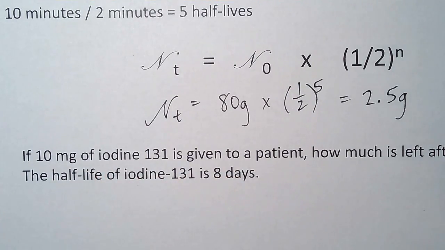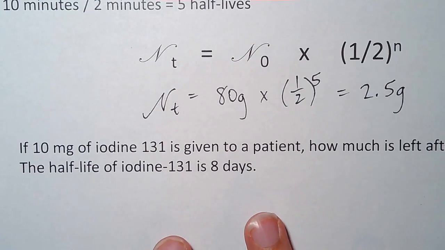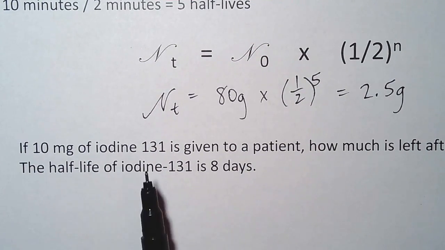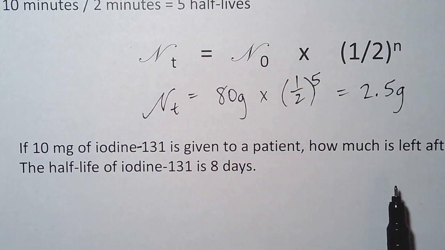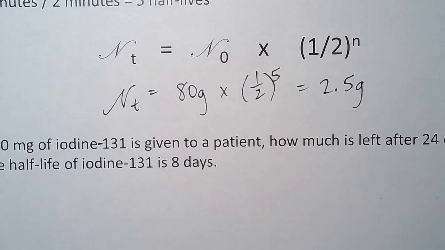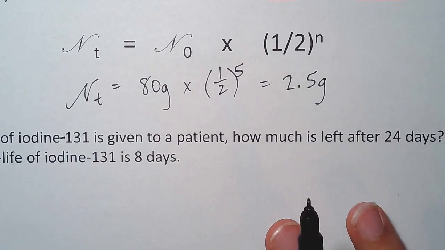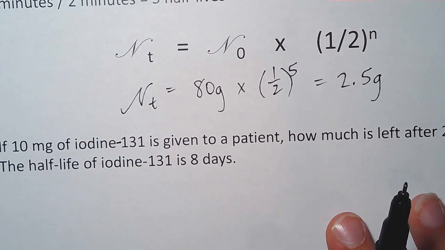Alright, let's try one more. We start with 10 milligrams of iodine-131 as a medical tracer. How much is left after 24 days if the half-life is 8 days?